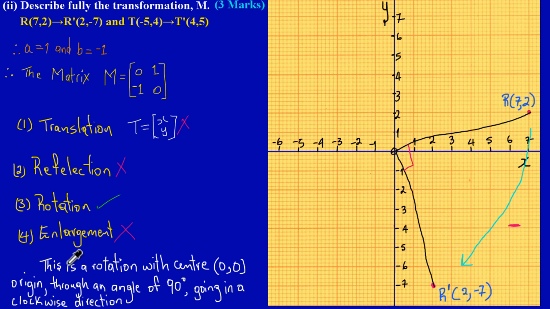Now it's very important when describing a rotation, you should always give the center of rotation, which I've stated here, the angle of rotation, which I've also stated there, 90 degrees, and the direction of the rotation, which is a clockwise or a negative. So you could say a clockwise direction or a negative direction. Either one would be okay. Okay, and that's how you describe the transformation. Okay, guys.